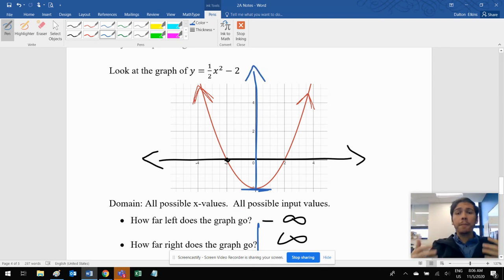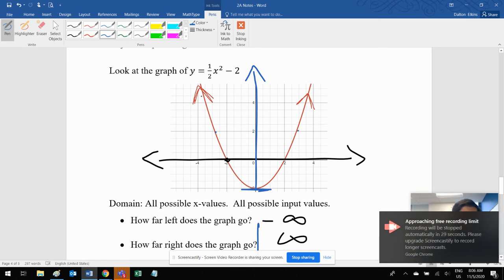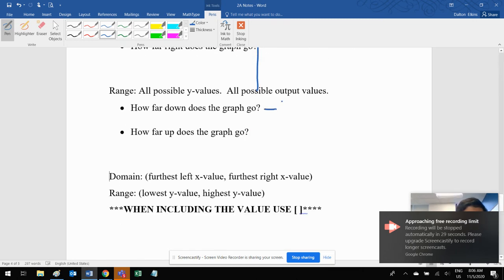Hopefully how far up the graph goes makes sense. The arrows are pointed up, so they're going to keep on going up forever. We have values at 2 here, here's a value at 2, here's values at 4. So it's going to keep going up and up and up. So our lowest value is -2, highest value is infinity.